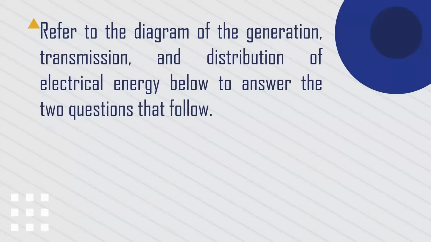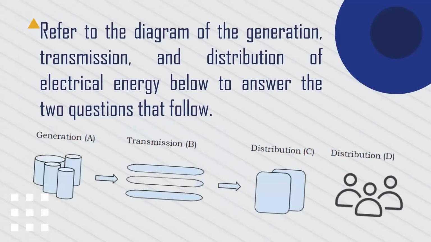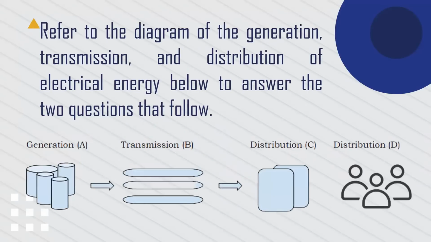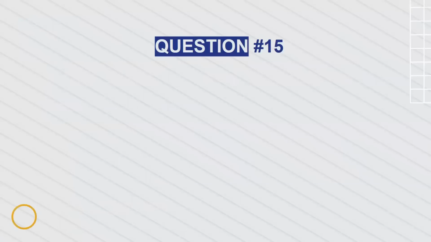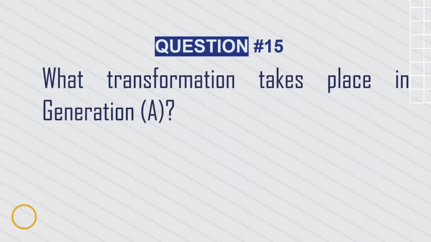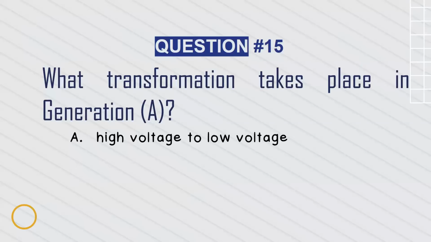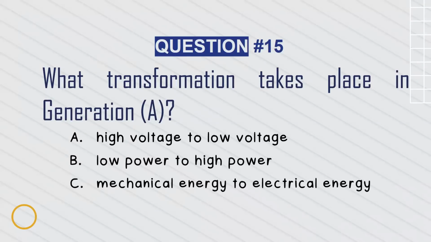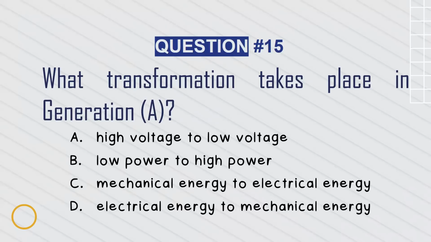Refer to the diagram of the generation, transmission, and distribution of electrical energy below to answer the two questions that follow. So here's the diagram. As you can see here, generation is A, transmission B, distribution C, and another distribution for D. What transformation takes place in generation A? Is it A, high voltage to low voltage, B, low power to high power, C, mechanical energy to electrical energy, or D, electrical energy to mechanical energy?